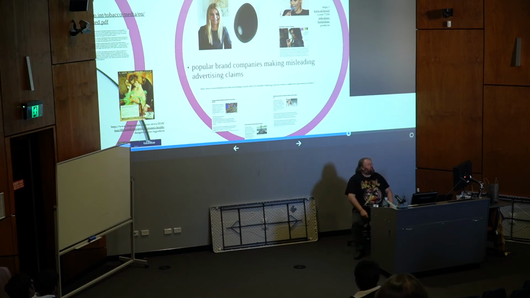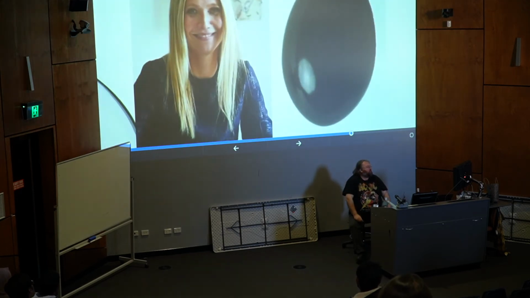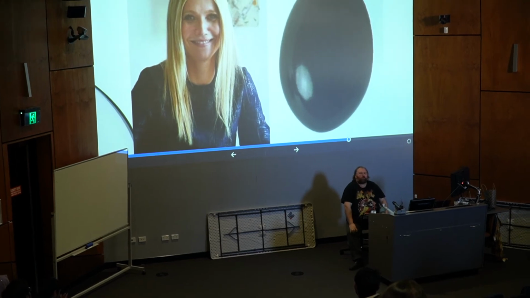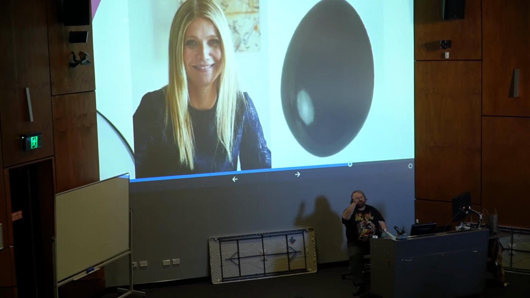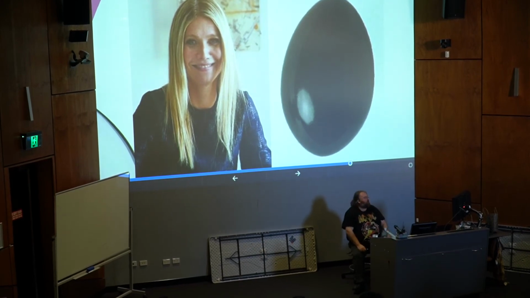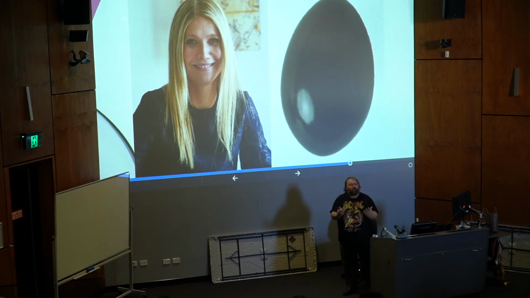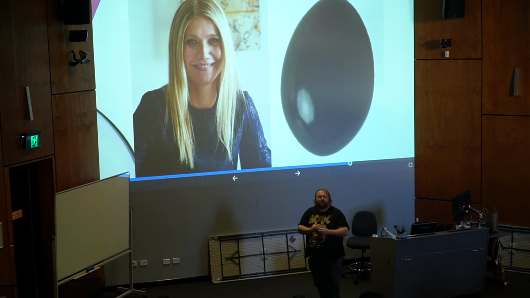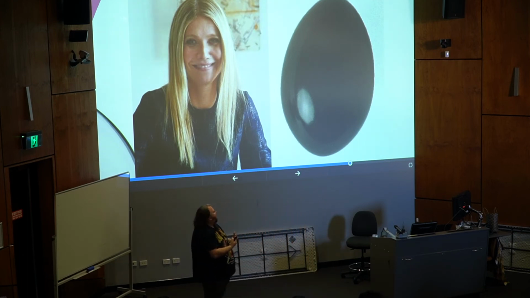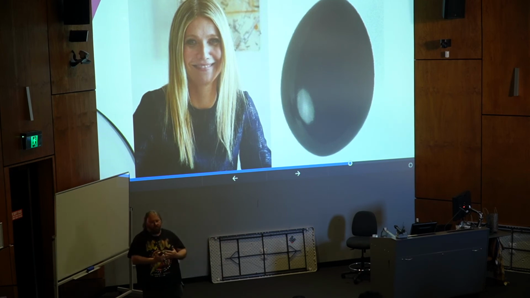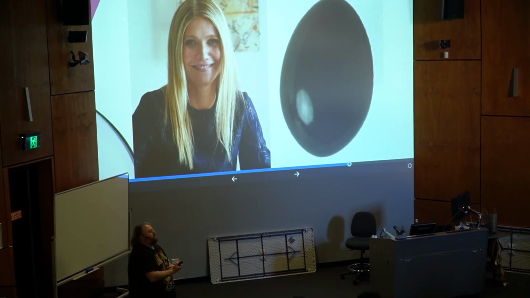Anyway, so what you've got here, you've got celebrities endorsing products, or popular brands making misleading claims. Here is an actress by the name of Gwyneth Paltrow. On the right-hand side, she makes millions out of movies. And she is also a very big wellness person. So she believes a lot of your problems are because you're not well and your chakras are a bit misaligned. And so she has this online website called Goop, which is all about wellness.